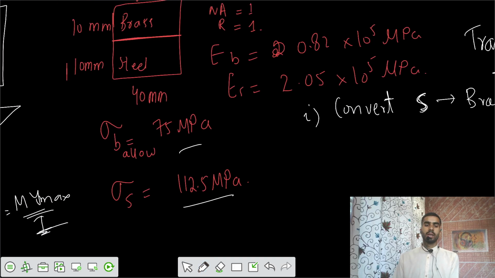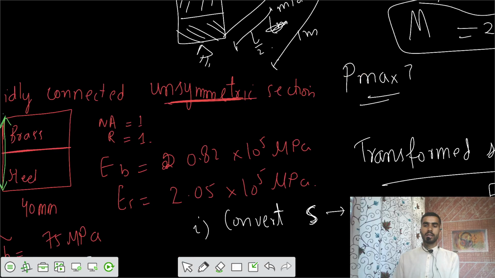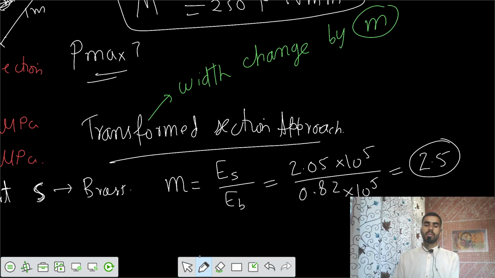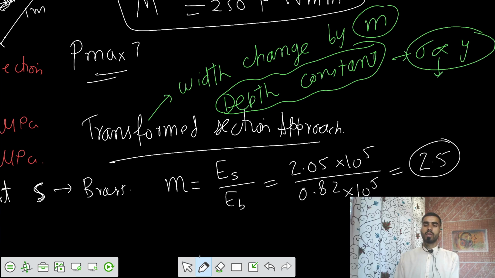And one thing is that you don't have to change the dimensions in terms of depth. You have to keep the depth fixed. In this transformed approach, one statement you have to write: you only vary the width. You change the width by that modification factor, but the depth remains constant. We don't change the depth, as the stress is a linear function of y. So you only vary the width.